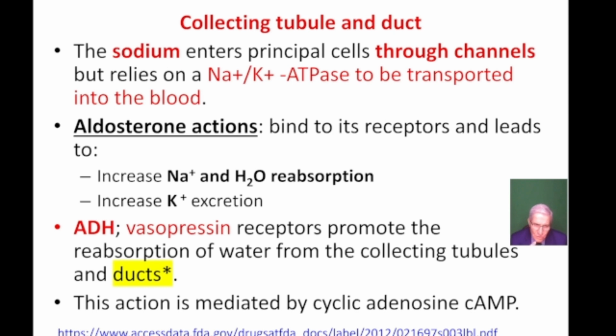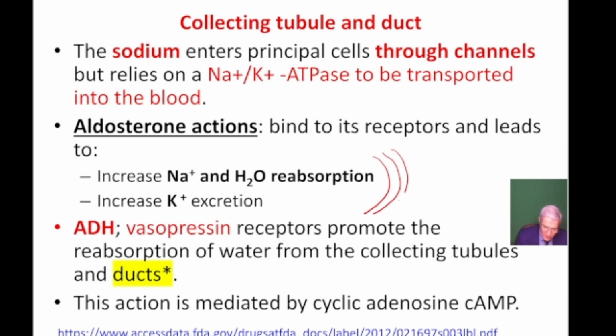On the other hand, it increases potassium excretion. So sodium and water will be reabsorbed back to the blood, and potassium will be enhanced in the urine. This is the main endogenous agent, aldosterone. We have it in our body, produced from the adrenal cortex, it goes to the kidneys, enhances absorption of sodium and water, and increases excretion of potassium. This is the main action of aldosterone. We need to remember this action.